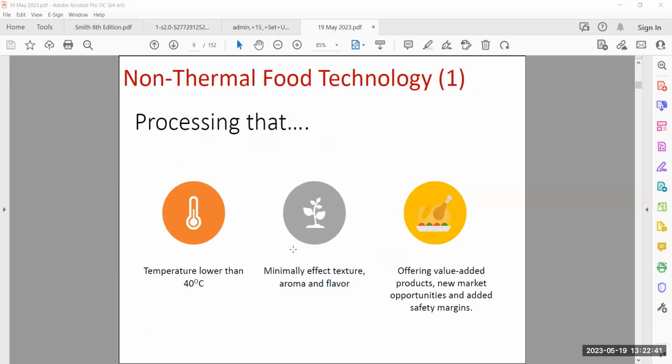Okay, so non-thermal technology is basically a processing we can consider having a very low temperature range, lower than 40 degrees C. It would have a very minimal effect on the texture, aroma, and flavor, and of course, offer value-added products, new market opportunities, and added safety margins.